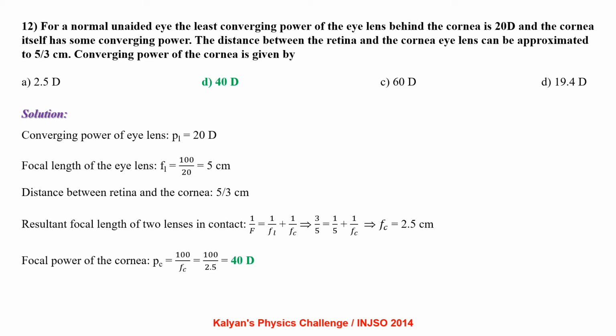The converging power of the eye lens P1 is equal to 20D. Focal length of the eye lens f_lens equals 100/20, that is 5 cm. Distance between the retina and the cornea is 5/3 cm. Resultant focal length of the two lenses in contact: 1/F equals 1/f1 plus 1/f2. From there we get the focal length of the cornea to be 2.5 cm. So the power of the cornea P_C equals 100/F_C, which is 40D.